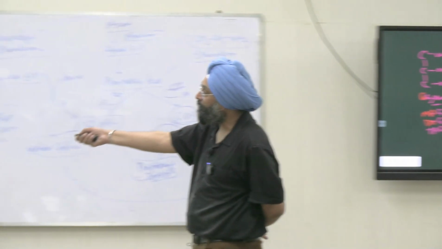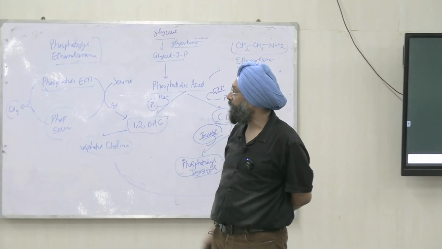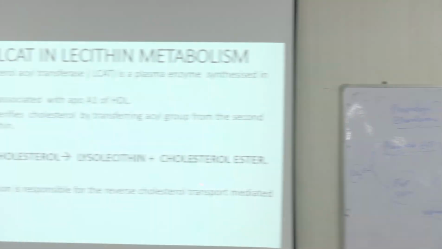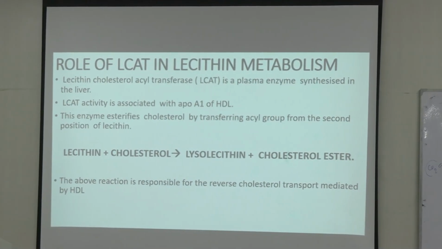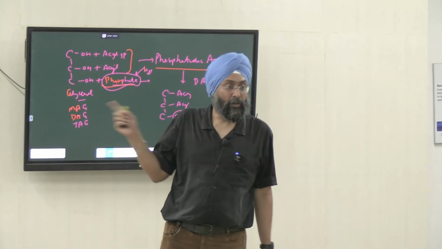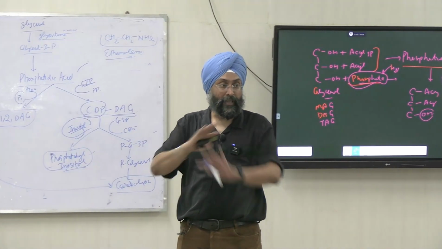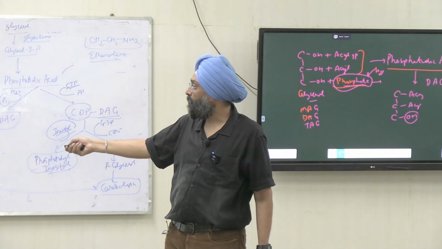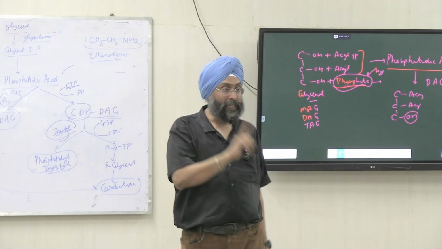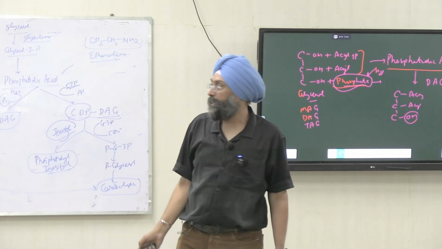The reaction is lecithin plus cholesterol. It will attach to cholesterol and form lysolecithin and cholesterol ester, right? The above reaction is responsible for reverse cholesterol transport mediated by HDL. HDL is good cholesterol, right? But why good? Because it has the ApoA1 component of this lecithin. It will attach with cholesterol. Where it is present in the body, it will move and transfer via reverse cholesterol transport. So the good functions of HDL are mediated through this LCAT or lecithin cholesterol acyltransferase, right?